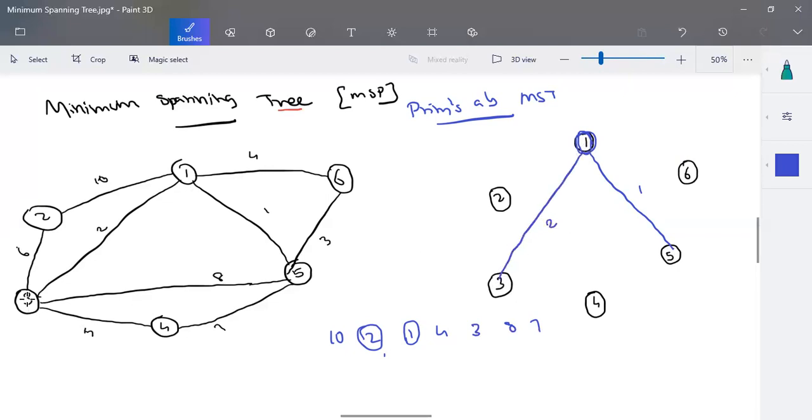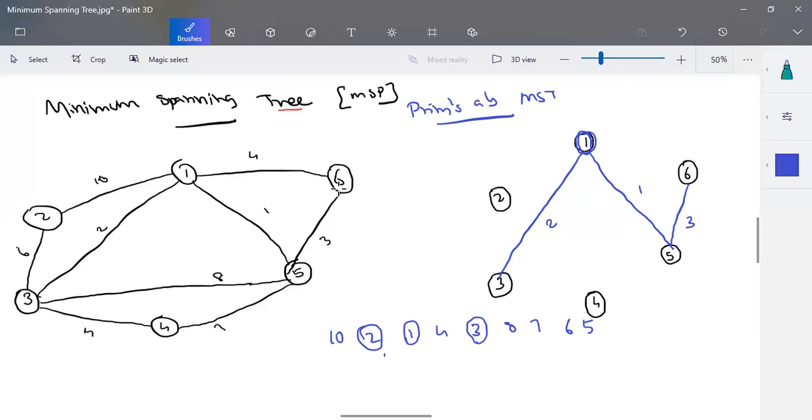Now 3 is considered. So 1 is done, 5 is done, now 3 is done. 3 is connected with edges of weight 6, 2, 8, and 5. Out of which 2 and 8 are already noted. So 6 and 5 will be added to the list. Now out of these, we have to find the edge with minimum cost, and that is 3. So 3 connects 5 and 6. 3 will be added. Now 6 is visited.